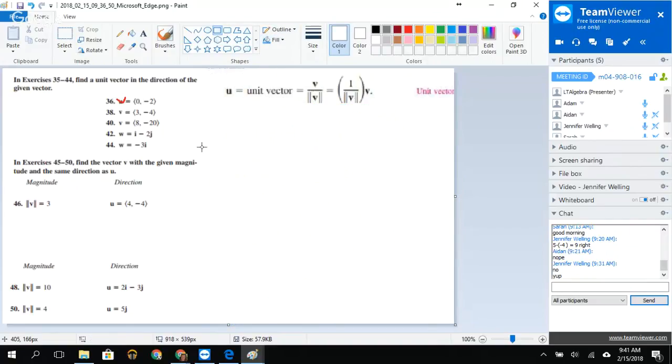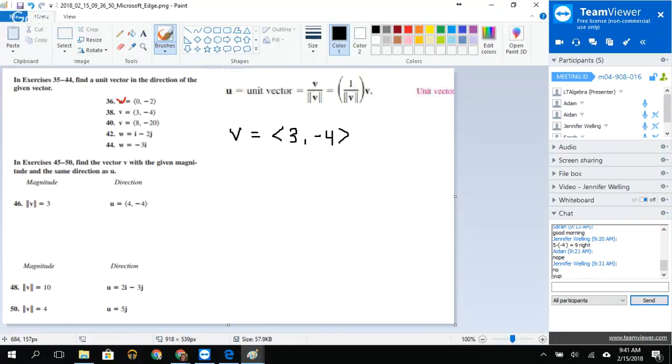Okay, so let's try number 38. If you have your paper, you can try this out too. So 38, we have v, if I can write. I always forget to do that. Our vector v is 3, -4.